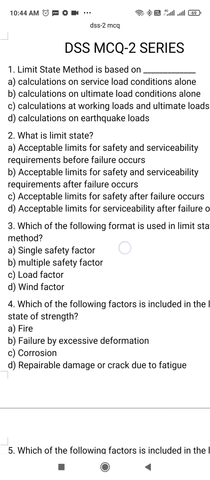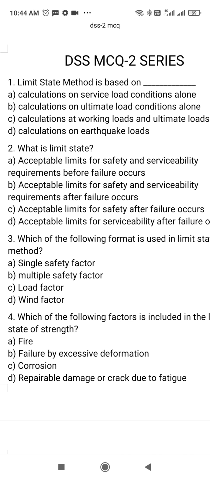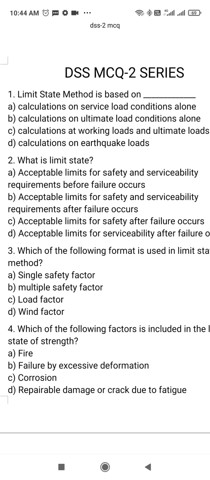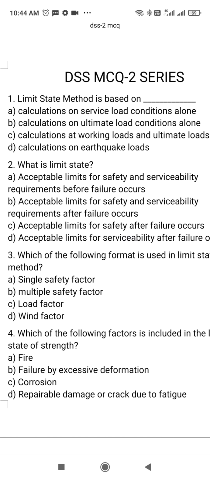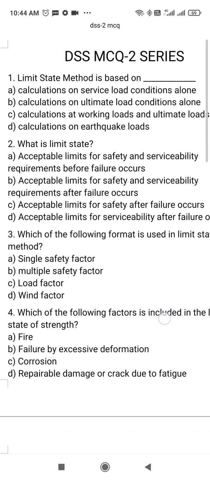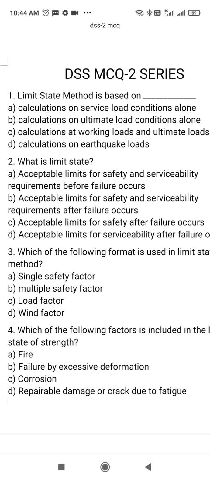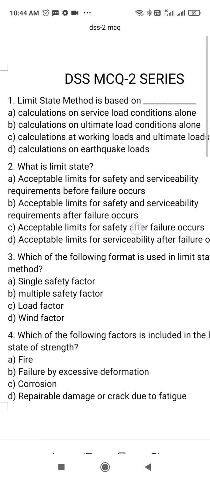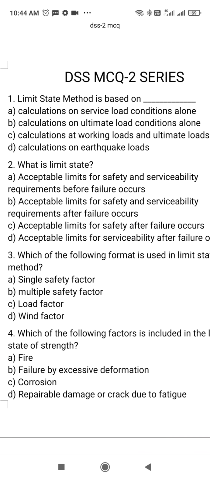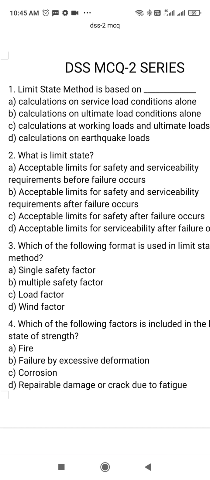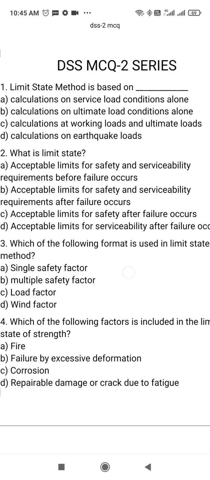Our design is based upon three types of design we are having: working stress method, ultimate load method, and limit state method. Working stress method is based on the calculation on service load condition alone, whereas ultimate load method is based upon the calculation on ultimate load condition alone, and in limit state method, safety at ultimate loads and serviceability at working loads are considered. So our proper answer should be option C, calculation at working loads and ultimate loads.